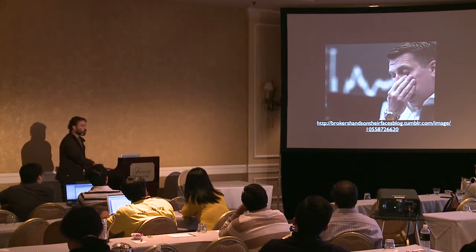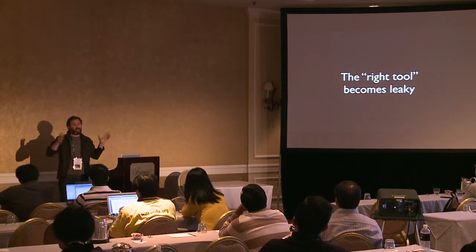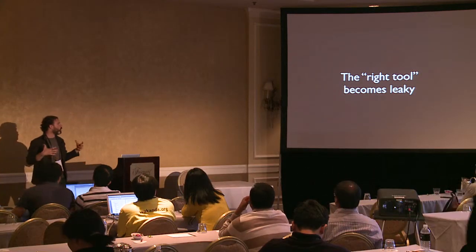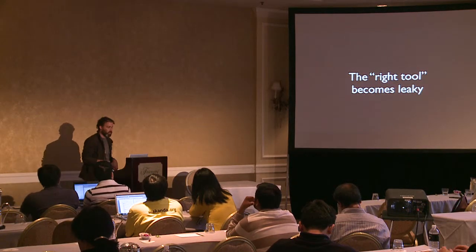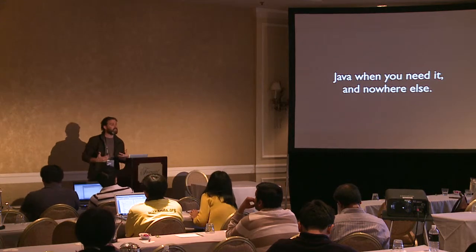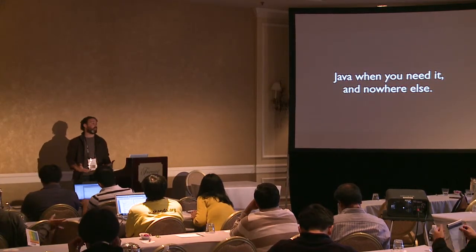What's happened is that the right tool for search has become leaky. And so these other concerns that we have to deal with to build this process get affected by the choices we had to make for performance. So our goal should be Java where you need it and nowhere else. So that brings us to Hegemon.